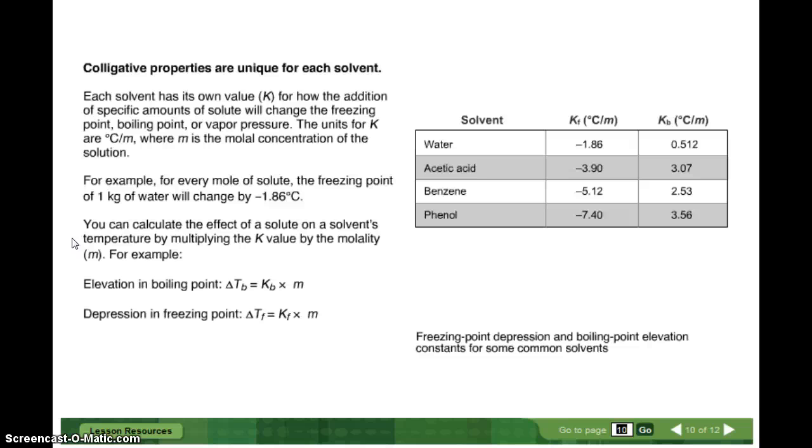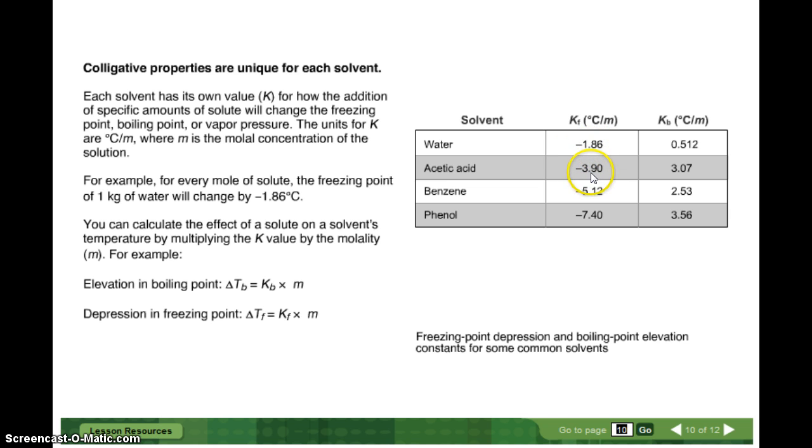For example, elevation in boiling point is the change in the temperature of the boiling point equals the K of the boiling point times the molality. Depression in freezing point equals the change in temperature of freezing point equals the constant of the freezing point times molality. Freezing point depression and boiling point elevation constants for some common solvents. So in other words, 1 mole makes water change by negative 1.86 for the freezing point.